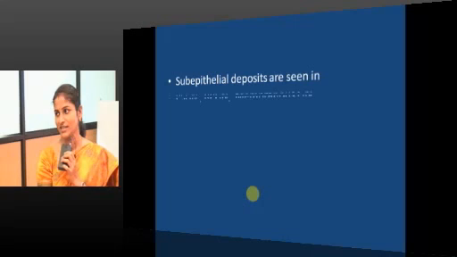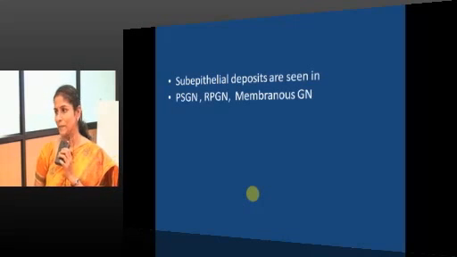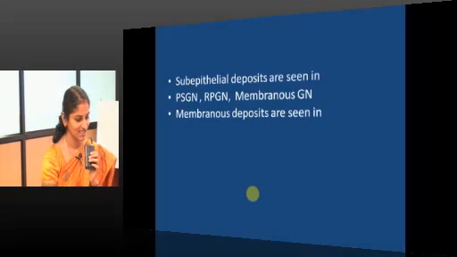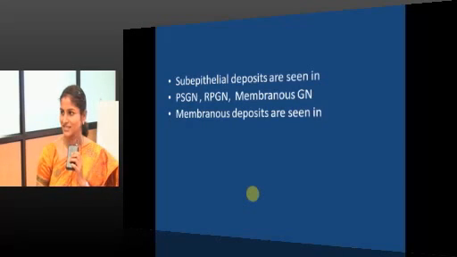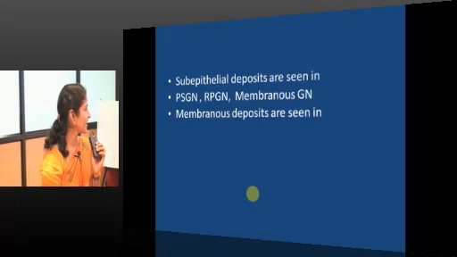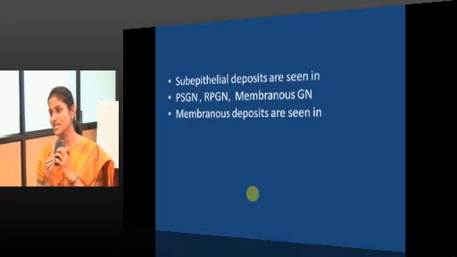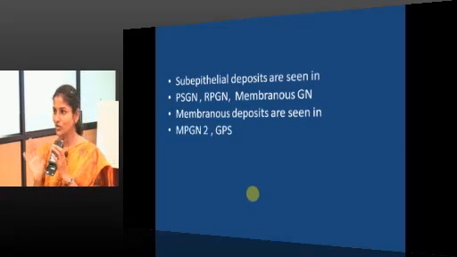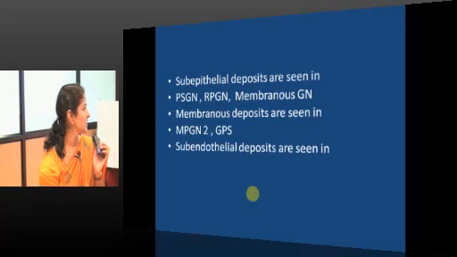Subepithelial deposits are seen in PSGN, RPGN and membranous. Membranous deposits are seen in Goodpasture's syndrome. I think I can give them some time. Anyway, they are coming up with the answers like this. Okay. Membranous deposits are seen in MPGN2 and Goodpasture's. You have understood the concept, right? Why you get deposits in these places.